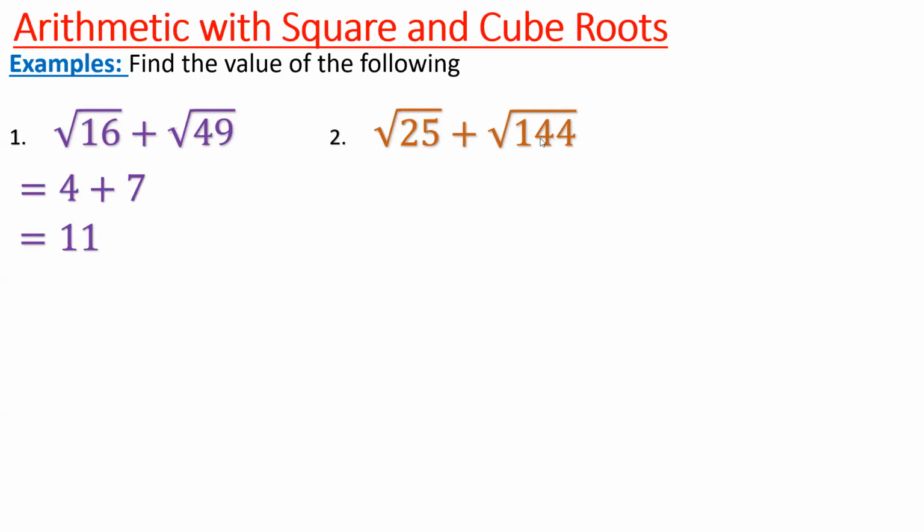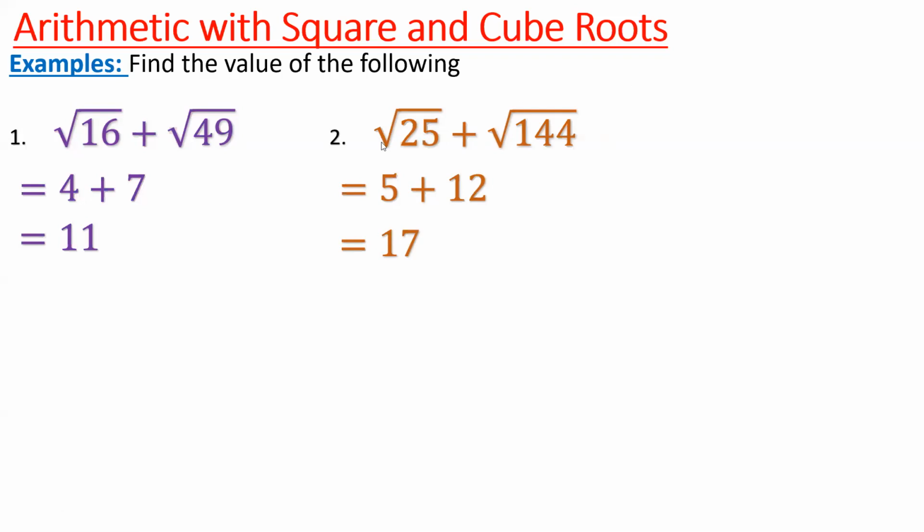And then what's the square root of 144? 12. Good. So we're going to do the square root of 25, which is 5, plus the square root of 144, which is going to be 12. And what is 5 plus 12? That's going to be what? 17. Okay. So we have to first find the value of the square roots, right? And then add them. That's basically how we're going to do it.